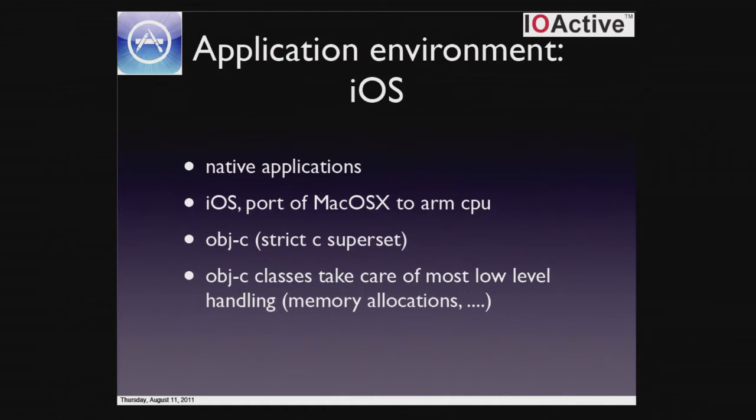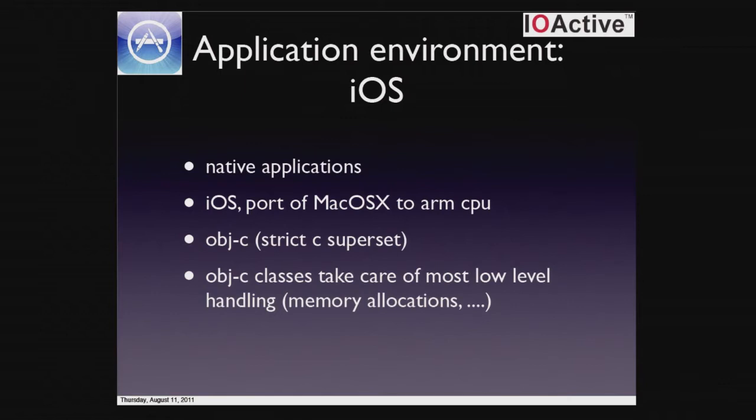So yeah, the application environment for iOS: all or most iOS apps are native apps. It's done on iOS, which is a port of macOS to ARM, more or less. Pretty much everything's written in Objective-C. Cool thing about Objective-C is that it's a strict superset of C, which means all valid C code is valid Objective-C, and it's basically an object-oriented language bolted on top of C.